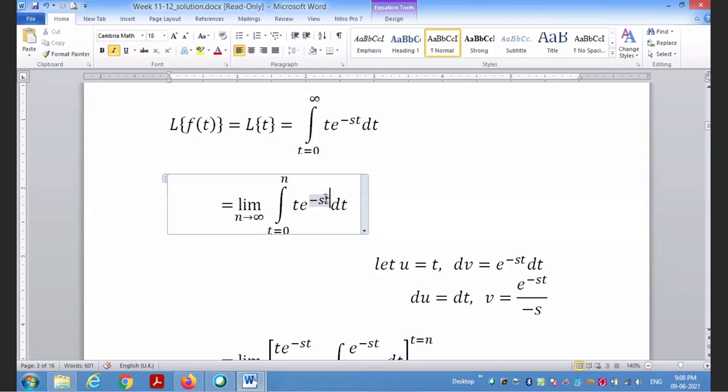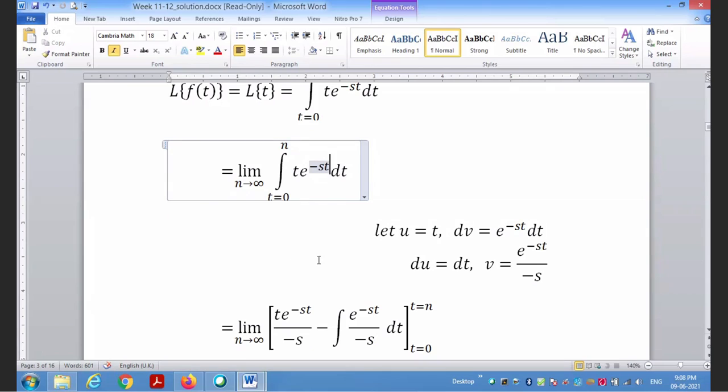We use integration by parts. Let u equal to t, the rest will be dv. So dv will be e to the power of minus st dt. You differentiate u, you get du, so du equal to dt. You integrate dv, you have v. V equal to minus e to the power of minus st divided by minus s. So v equals e to the power of minus st divided by minus s.